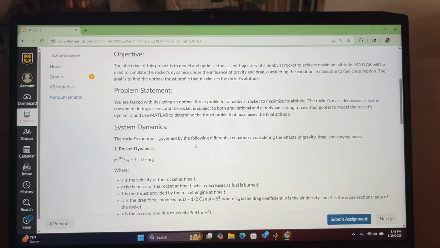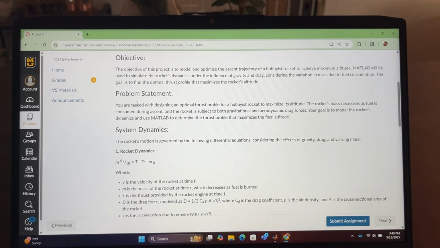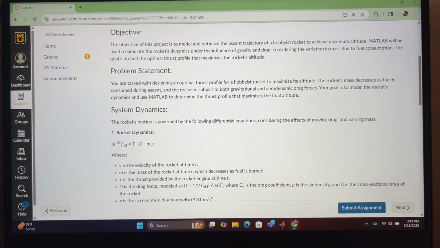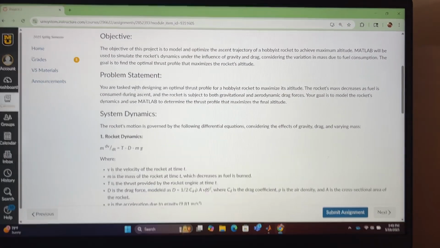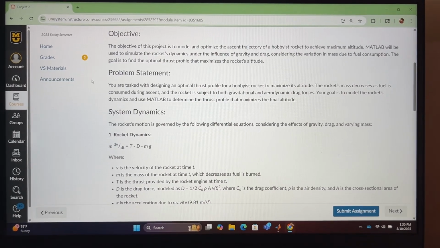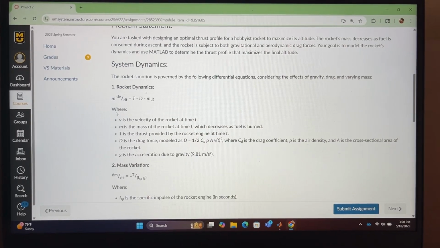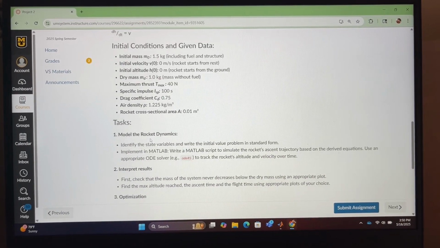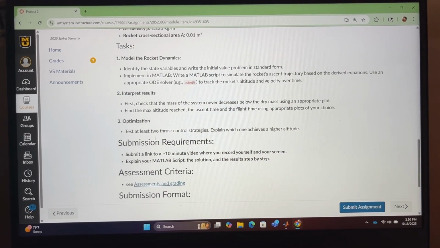All right, so this is my project 2. We were tasked with designing an optimal thrust profile for a hobbyist rocket to maximize its altitude. We were given all the equations and variables we'd need, and all the initial conditions and given data, and then all of our tasks here.